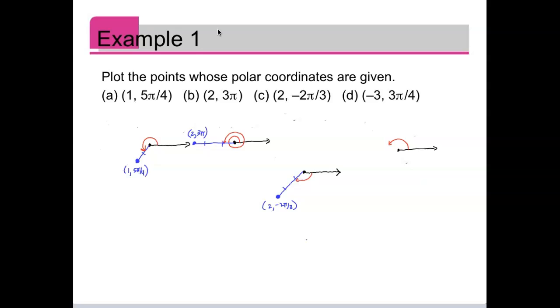Now, if it were a positive radius of 3, I would want to go out 1, 2, 3 radii, and I would put my point here, right? But it's a negative radius, so let me make this a dashed line. So we're going to go out in the opposite direction of that angle. So this is my angle, 3 pi over 4. So I rotate to that, and then I go out the opposite direction. 1, 2, 3, and I place my point. So that's the point represented by negative 3 pi over 4.